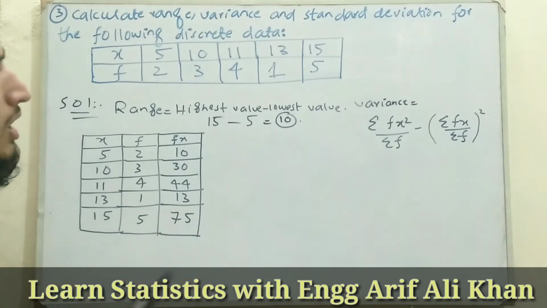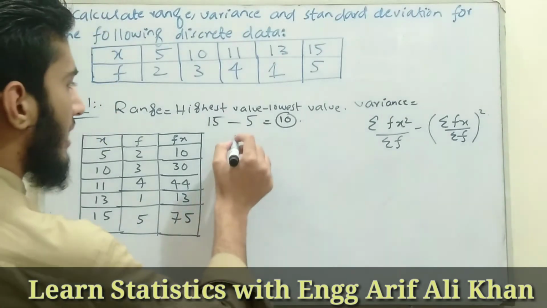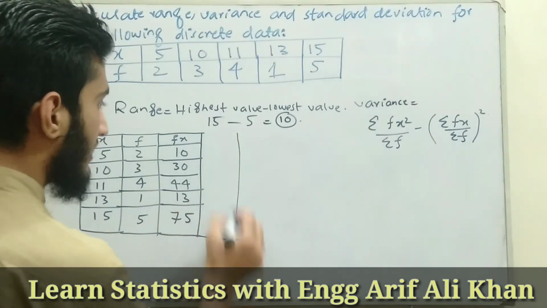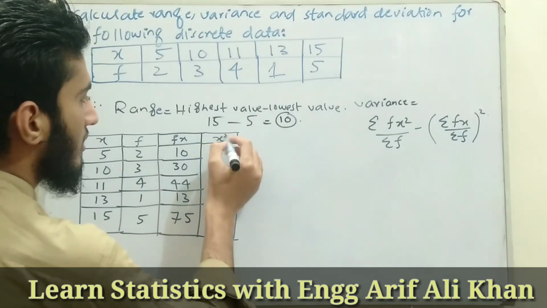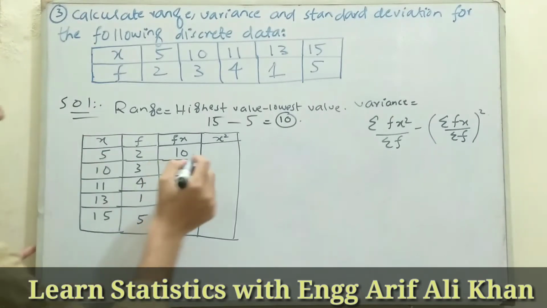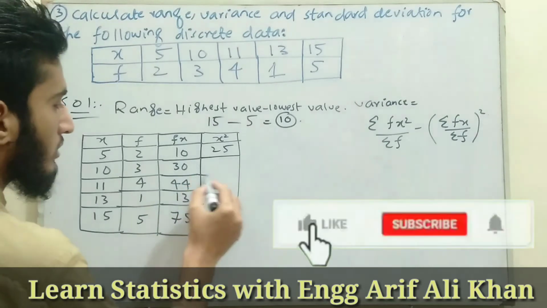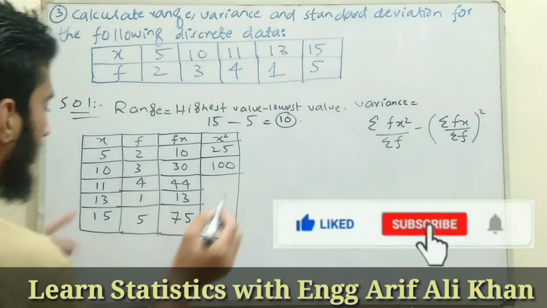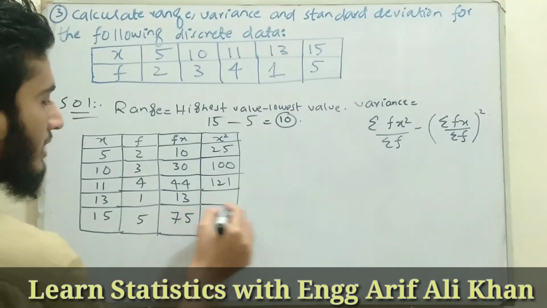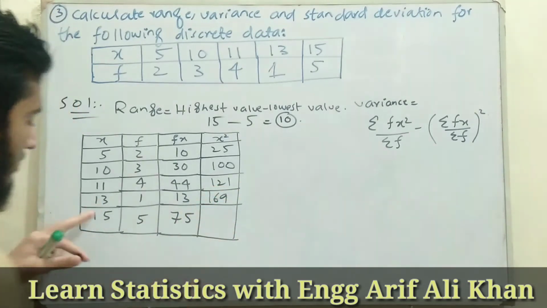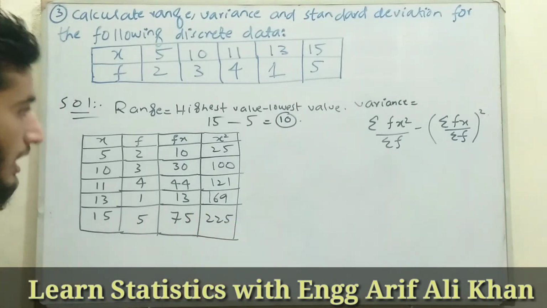After this we are going to find f x square. So first we are going to find the square of x. Let's suppose here we take x square. Squaring 5, it gives us 25. 5 multiply 5 gives us 25. Squaring 10, so 10 multiply 10 gives us 100. Squaring 11, so 11 multiply 11 gives us 121. Squaring 13, so 13 multiply 13 gives us 169. Squaring 15, so 15 multiply 15 gives us 225.